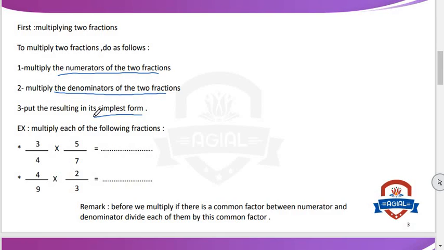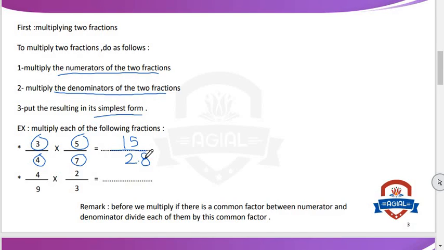Okay, let's solve. 3 over 4 multiply 5 over 7. We put a dash, multiply two numerators. 3 multiply 5 equal what? Super, equal 15. And 4 multiply 7, who can say? Super, equal 28. So equal 15 over 28 in the simplest form.